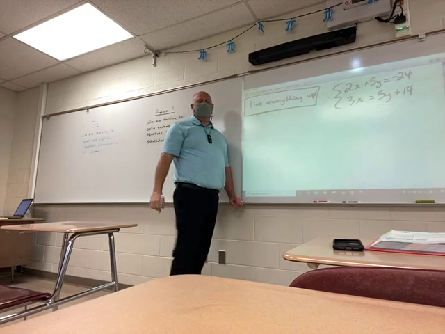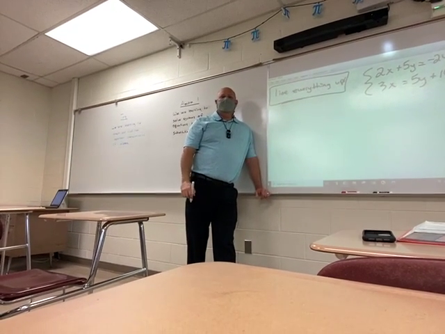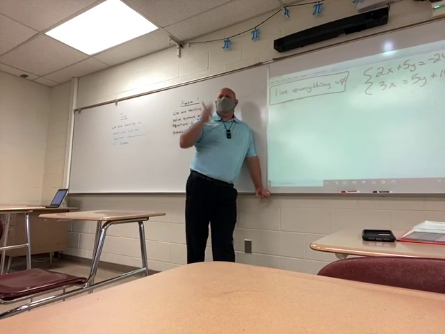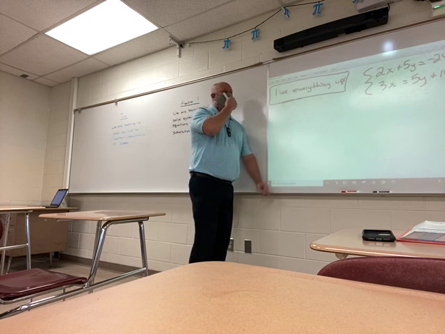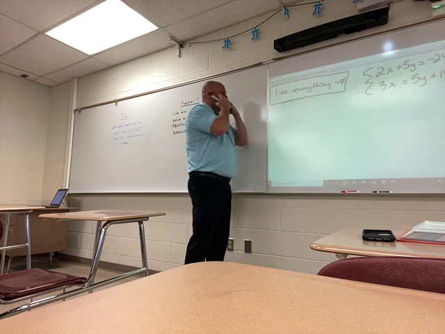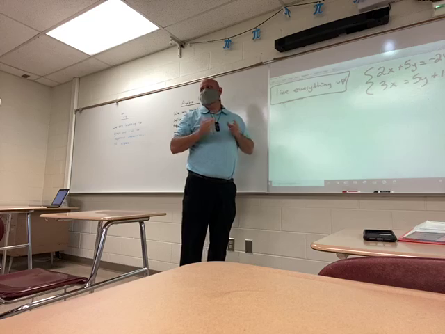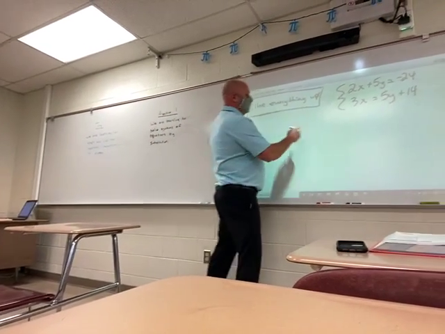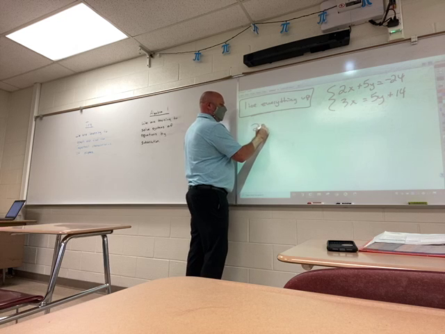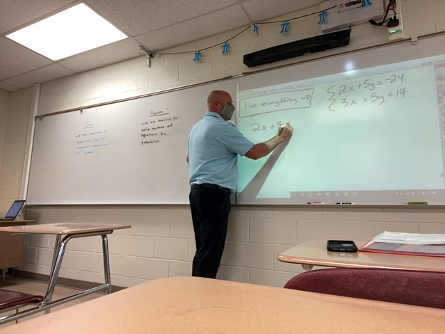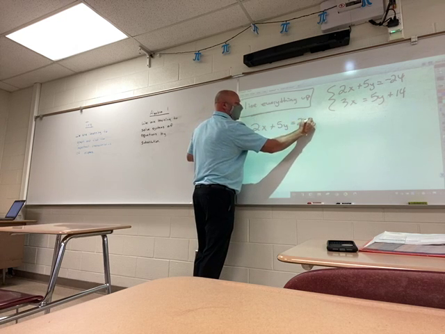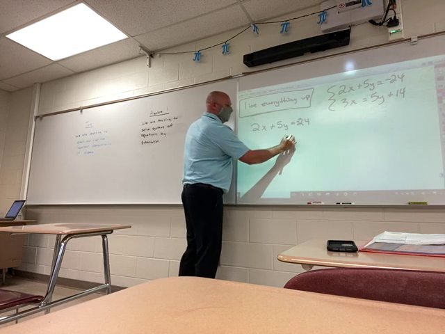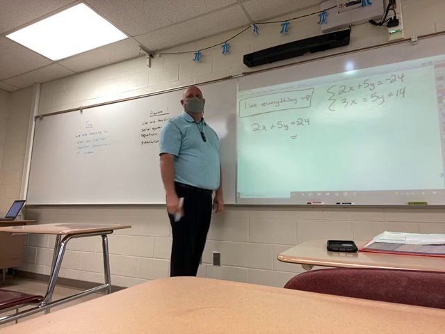You have to make sure everything's lined up. You have to make sure the equal signs are lined up, the x's are lined up. Everything has to be lined up. I would say take that first equation, 2x plus 5y equals negative 24. Put the equal sign right underneath the equal sign.